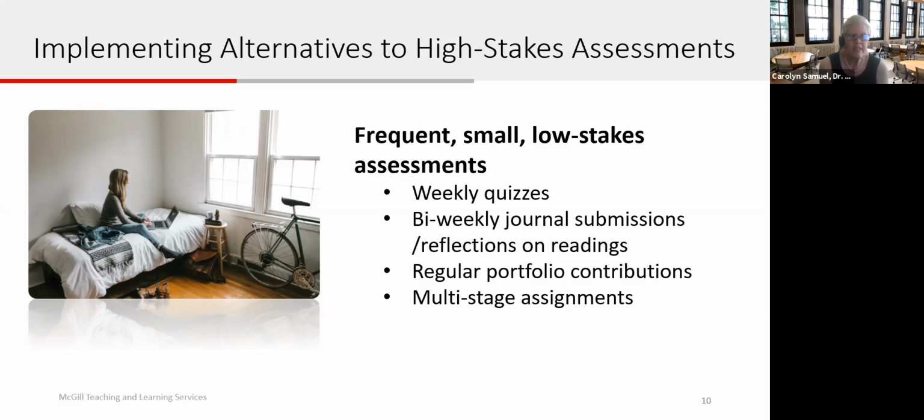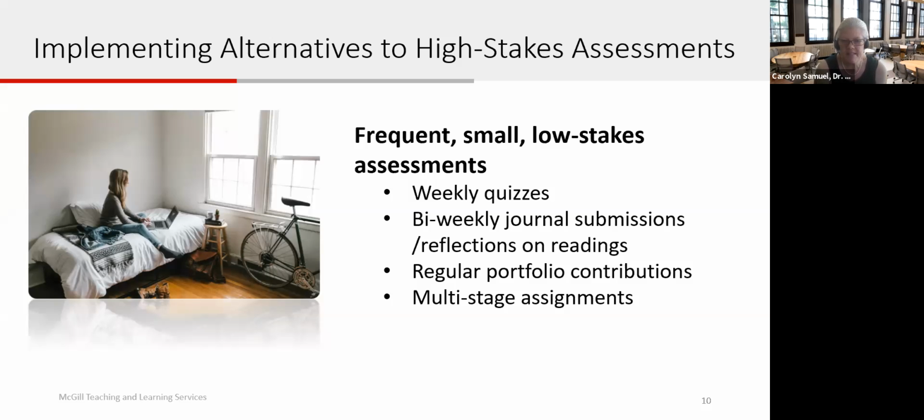They could do bi-weekly journal submissions or reflections on readings. Again, the idea is they're on track regularly and they don't have to produce one big thing all at once. Regular portfolio contributions, students can document their work, their thinking processes over a semester. So what gets put into the portfolio can vary, but it might be drafts of the work they're doing throughout the semester. It could include reflections on their readings. So it's a compilation of what goes on throughout the semester.